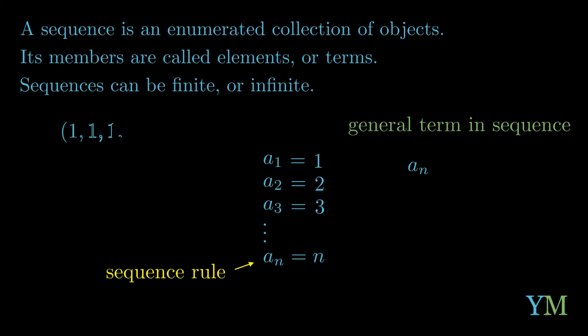Let's bring back the other sequence we saw, 1, 1, 1, a constant sequence. Well, in that case, it's also pretty simple. an equals 1. It's a constant sequence. Again, most sequences won't be as simple.